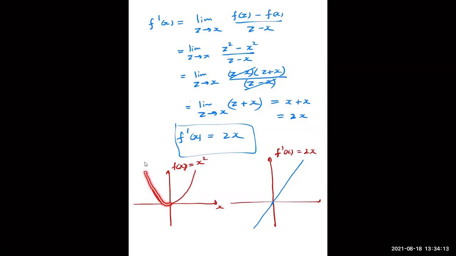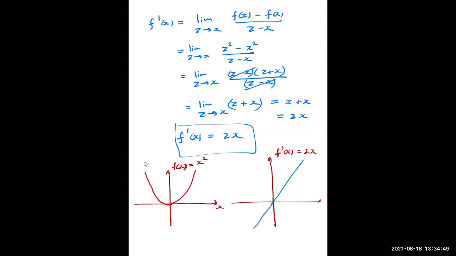If you look at this graph, to the left of 0, the slope of this function is negative. It is clear. If you take any point to the left of 0, if you draw a tangent to your function f of x at that point, the slope of that tangent is negative. That means the slope of this particular function to the left of 0 is always negative. That's why this slope function stays below the x-axis to the left of 0.